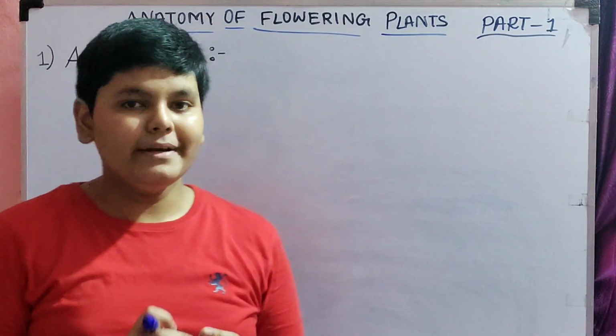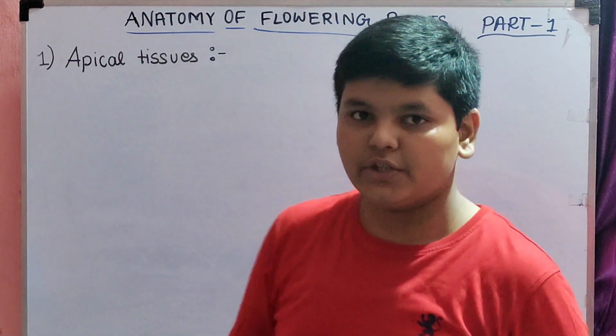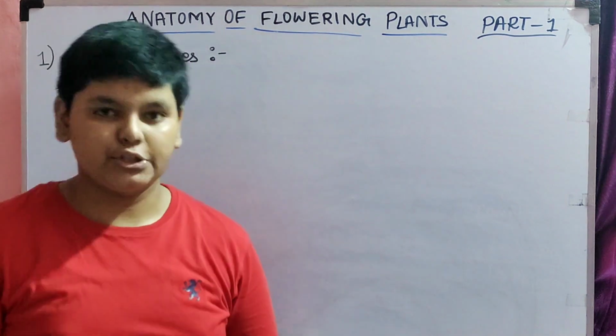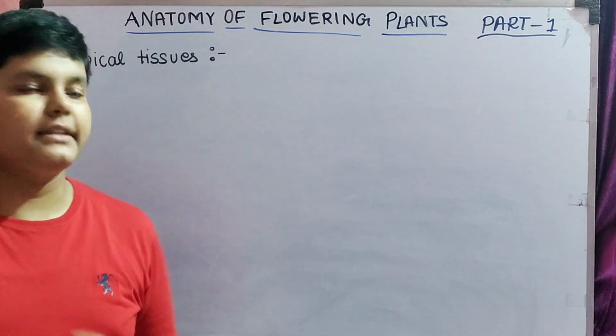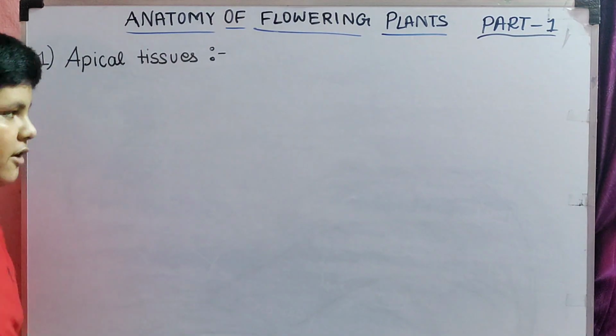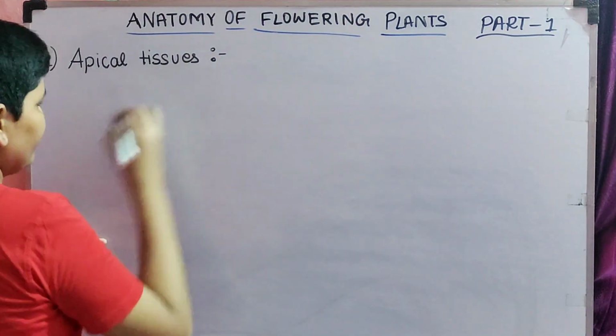So now we will be discussing what are apical tissues. Apical tissues are the tissues which are meristematic tissues. They divide continuously and they help in increasing the length of the plant. So let us write down the definition.